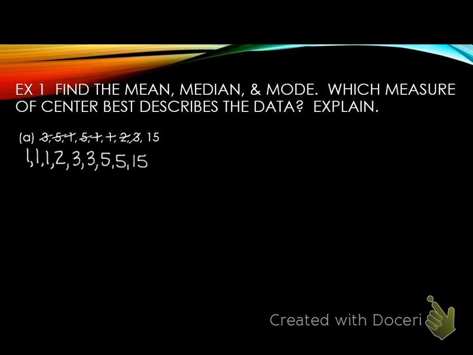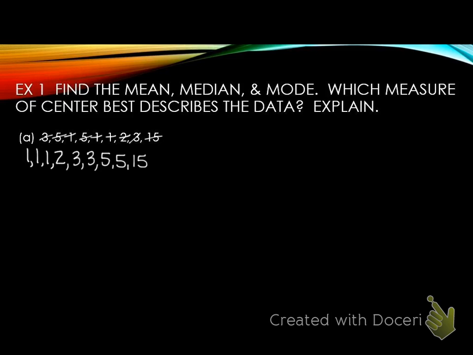15 is so much bigger than all your other numbers. It would be considered your outlier. Now, this problem doesn't ask us to identify that, but it's good that you can already. Okay, 15 is so much bigger than all these other numbers, so it would be considered the outlier.